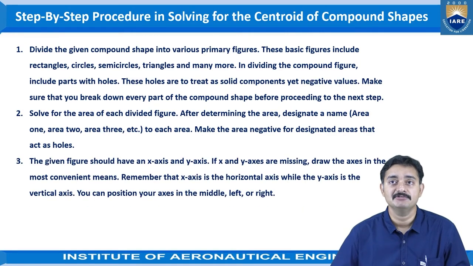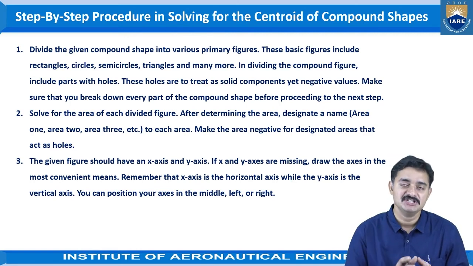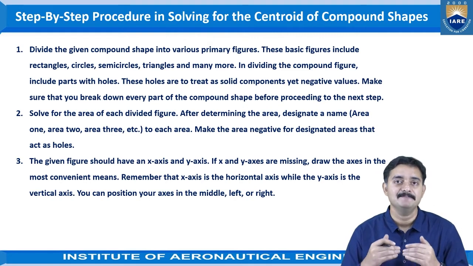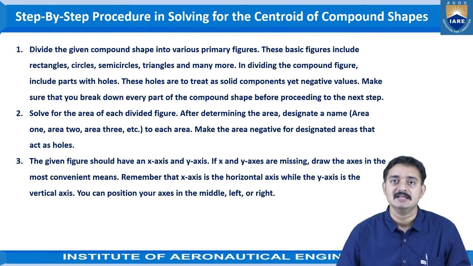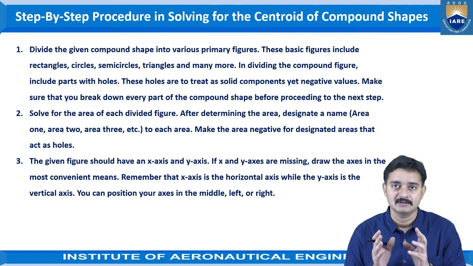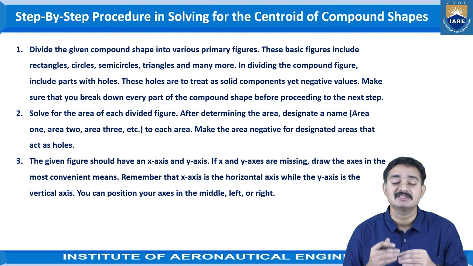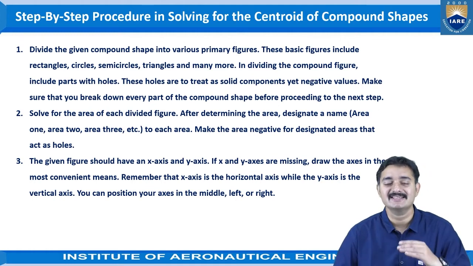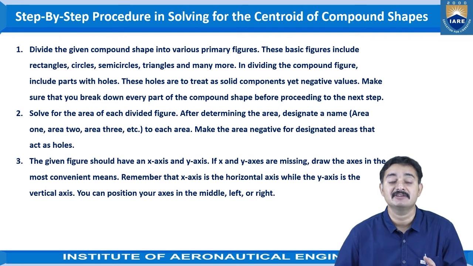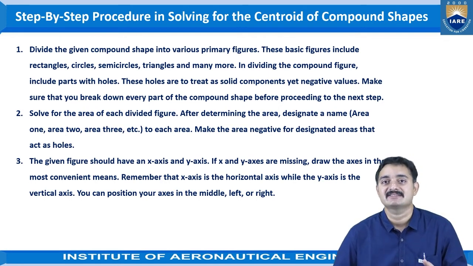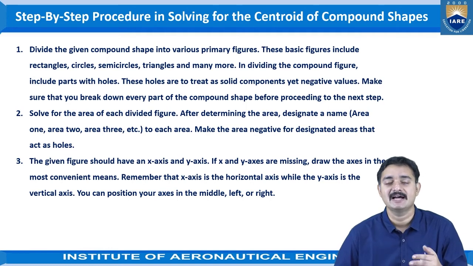The given figure should have an x-axis and y-axis, right? The reference axis. The initial step is to fix the reference axis for identifying the centroid. The coordinates which we are going to take as the end result should be with respect to the reference axis. So the x-axis and y-axis should be previously predefined. If the x and y axis are missing, draw the axis in the most convenient means, right? If the x and y axis are given in the problem itself, then it is okay. But if they are not given, take a convenient reference line as the axis.